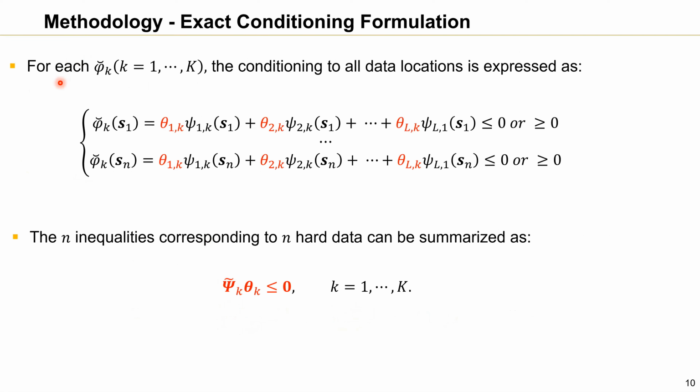So now for each category, the conditioning to all the data locations can be expressed like this as a system of inequalities, where these coefficients are the unknowns and these values are fixed. This is just the PC factor. So we can summarize this system of inequalities in this matrix form. Now, given that we were able to translate the exact conditioning into a system of inequalities, we are going to see how we generate exactly these coefficients.